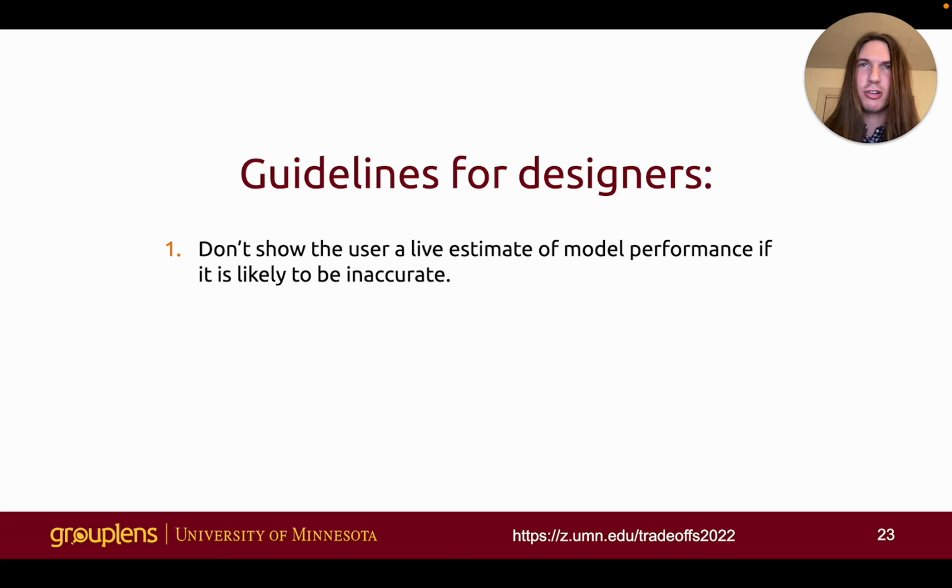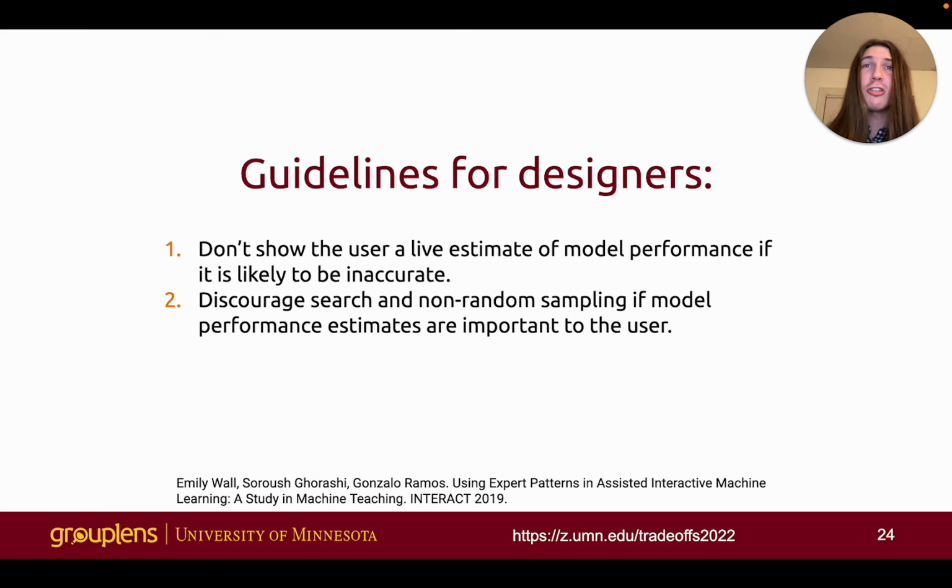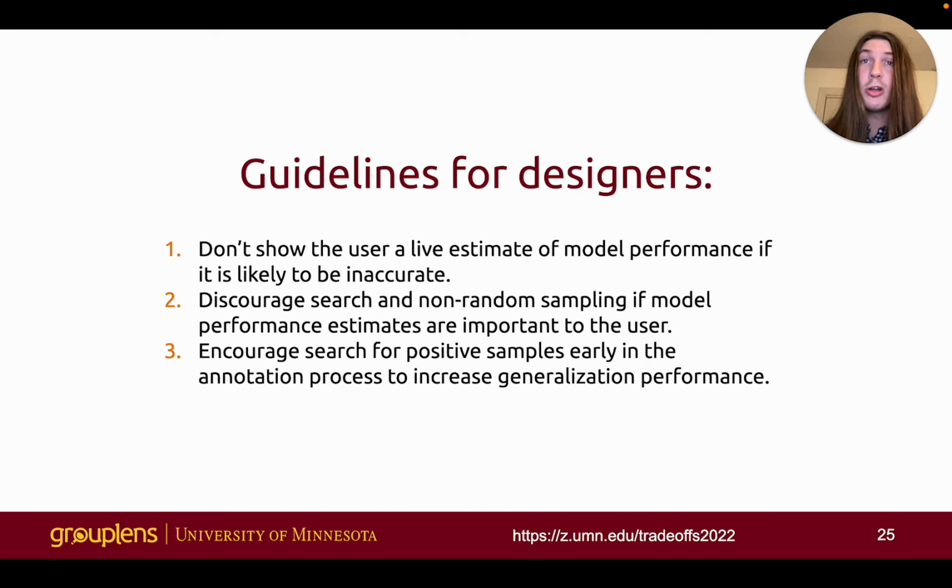First, don't show the user a live estimate of model performance if it's likely to be inaccurate. And similarly, discourage search and non-random sampling if model performance estimates are important to the user. I personally like the suggestion by Emily Wall and colleagues to offer literal prompts to encourage or discourage particular kinds of labeling or exploration throughout the annotation process. Third, you can encourage search for positive examples early in the annotation process to increase generalization performance. Not only is this unlikely to hurt true performance, there's good qualitative evidence that people value this kind of opportunity to explore the data, and it's going to help people reshape their understanding of the annotation task.